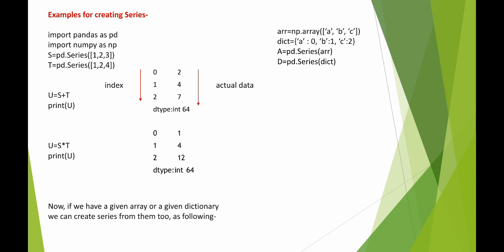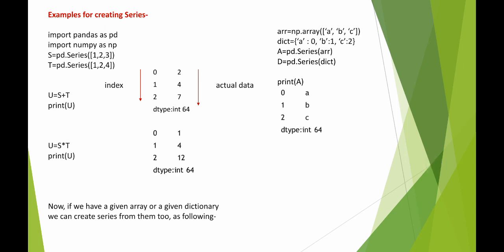Similarly, the dictionary dict we are going to store by writing D = pd.Series(dict). Here we have passed this dictionary in the form of a series and it has been converted for the capital D. Now if we print A, whatever elements were in that array have been converted in the form of a series. So you can see here we have got a series.